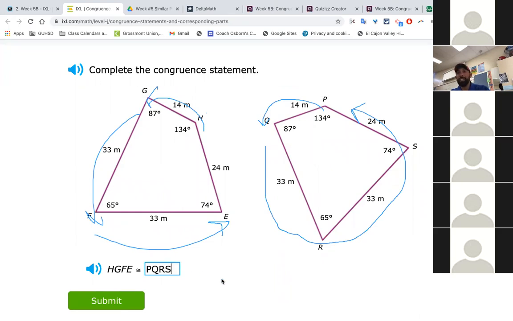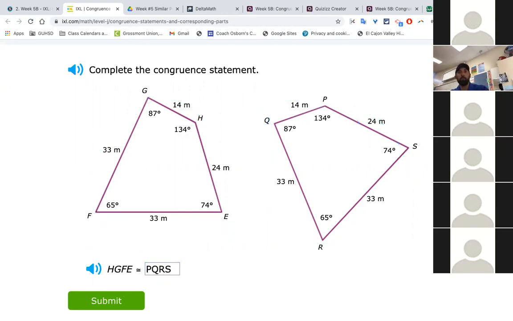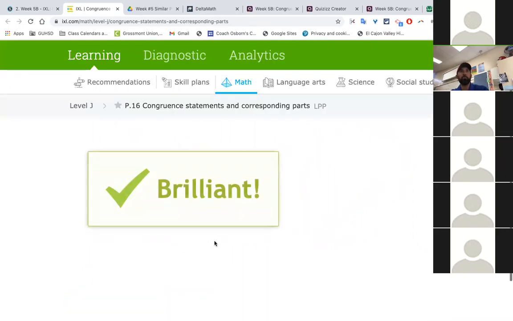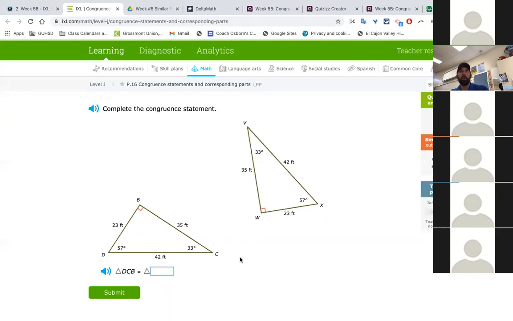Don't always think it's just, oh, start with the first letter in the alphabet. You want to follow the actual shape and the congruent statement down here to know where you're going. Okay, any questions on that one? Let me pause the video.